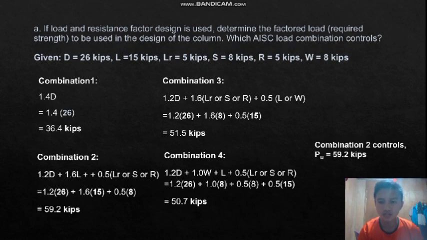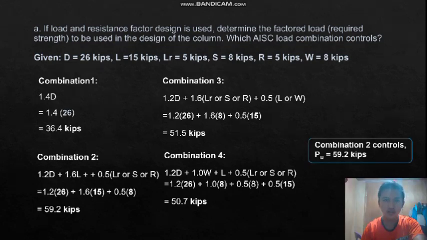So since combination 2 has the highest factored load, combination 2 is the control, and the factored load is 59.2 kips.